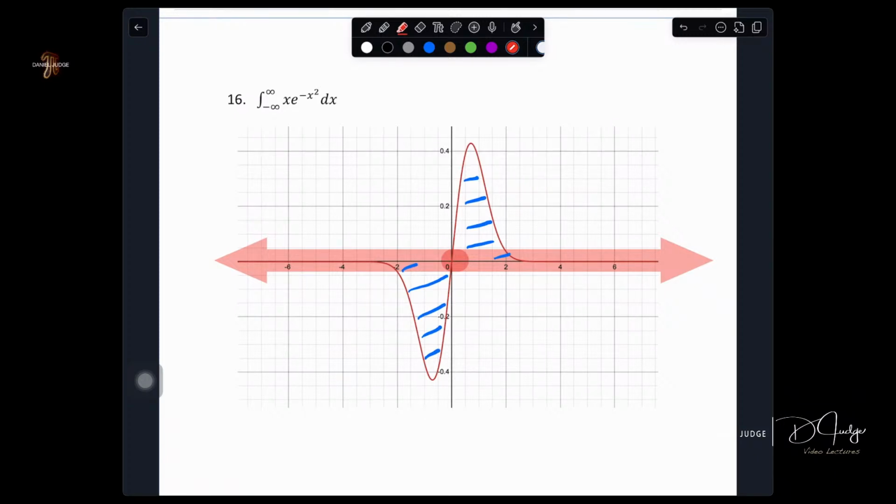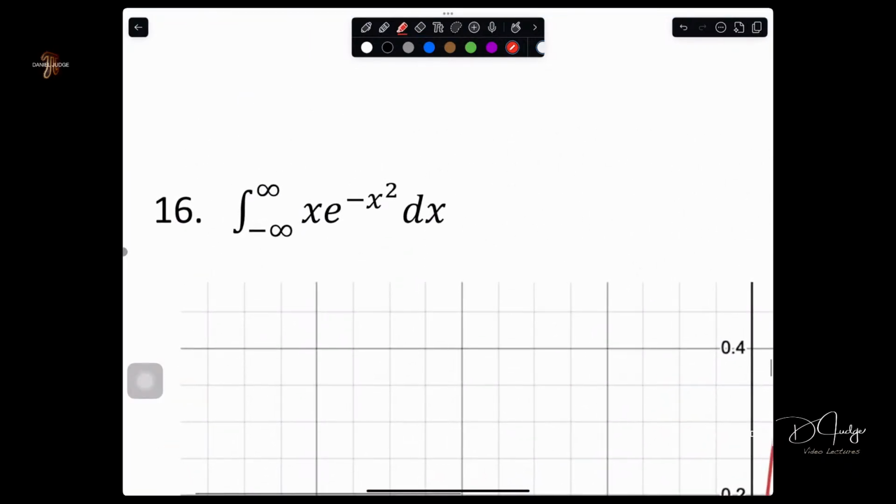So we are going to finish problem 16 like I promised. And we're going to need to get this iPad going. So problem 16. There we go.